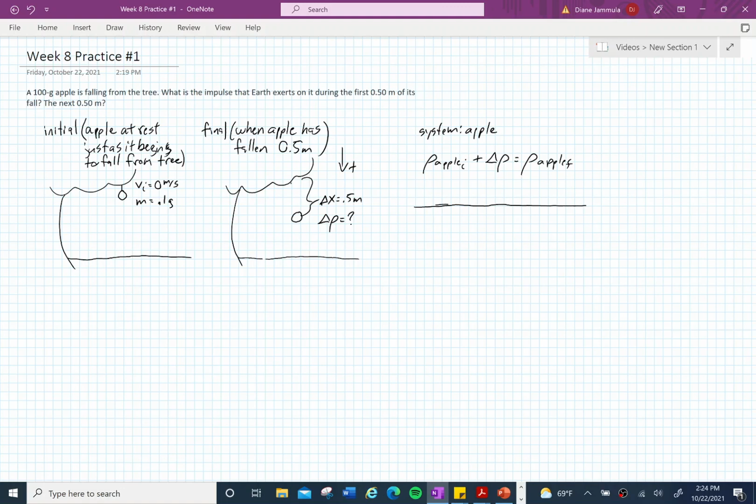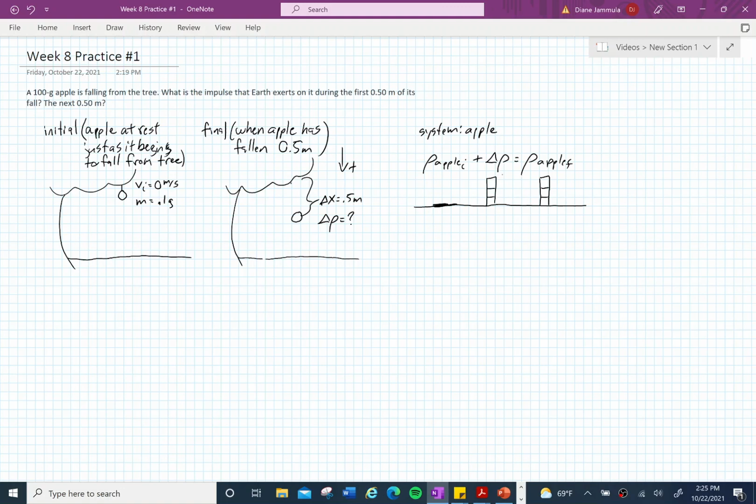All right, initially this apple has no momentum. Finally, the apple does have momentum because it is falling, it's moving. So let's see, I think I'll give it 3 boxes of momentum here. Well, where did that momentum come from? Momentum is a conserved quantity. Something must have transferred momentum into the system. What happened is that Earth applied an impulse to the apple, which then gave the apple momentum. So the change in momentum should also be 3 boxes.